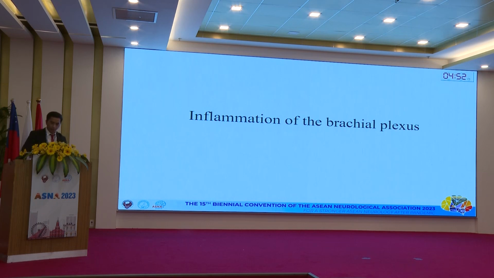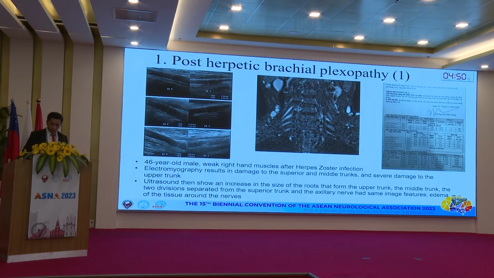Inflammation of the brachial plexus. A 46 year old male with right hand muscle weakness after herpes zoster infection. Electromyography showed lesion damage of the superior and middle trunk and serious damage to the upper trunk. Ultrasound then saw an increase in the size of the roots that form the upper trunk, the middle trunk, and the two divisions separate from the superior trunk. And also the axillary nerve has the same feature. And we can see the edema of the tissue around the nerve.